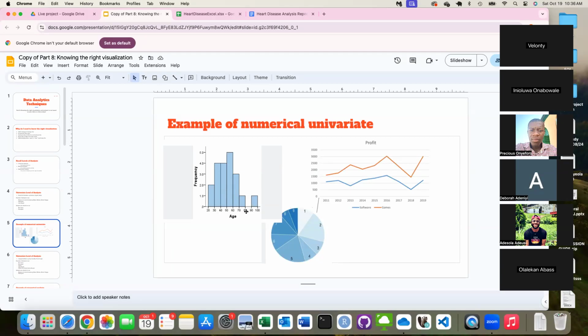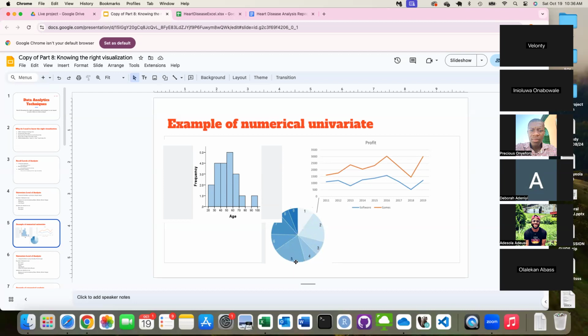So we're just looking at the age, right? We want to see the distribution of the age. You could just do a median or whatever. You could also see, this is a pie chart, right? So you should not do a pie chart for numerical data.